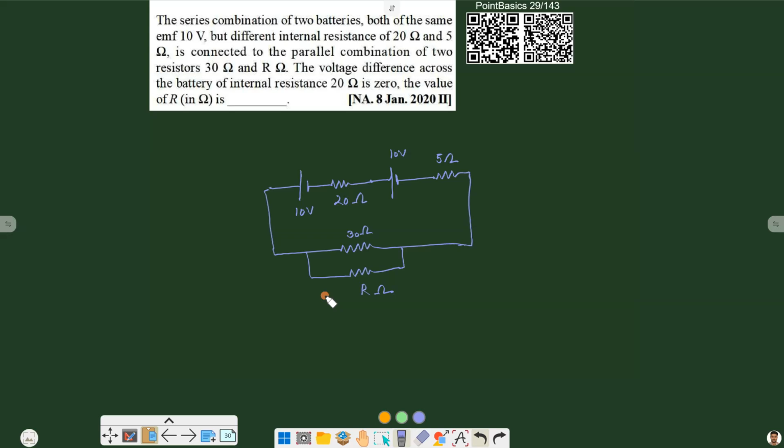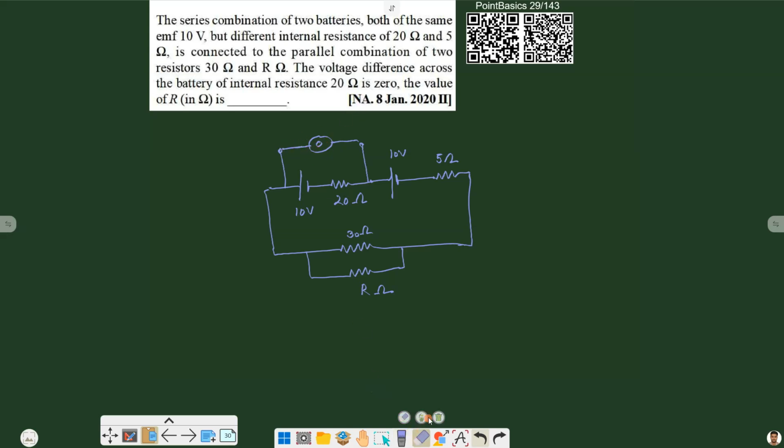Now the voltage difference across the battery of internal resistance 20 ohm is 0. So we are measuring the potential difference from this point to this point, and this is coming out to be 0. Now we have to find out the value of R. So to solve this type of question, first of all, forget what is given, that the voltage difference is zero.